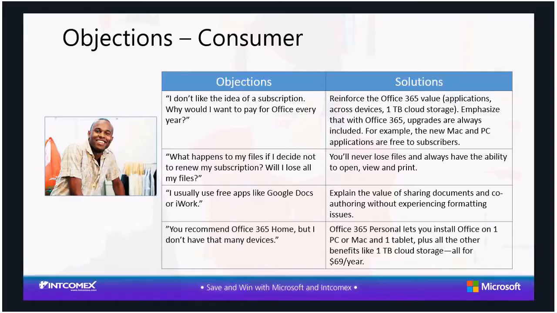And sometimes this happens. We recommend Office 365 Home, but then the customer says, I don't have that many devices. I live by myself, and I only have one computer and the phone. Then that's okay. They can get Office 365 Personal, which they can install on one PC or Mac and one tablet, and they still get the 1 terabyte of cloud storage included. So this is for consumers.